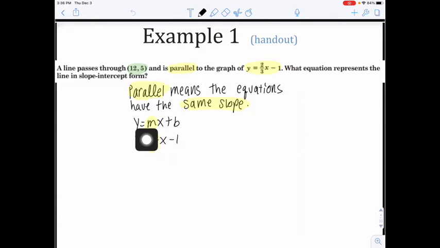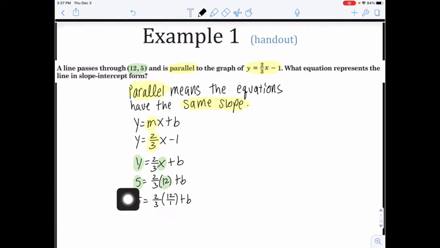So we have y = mx + b, that's our slope-intercept form, and we're trying to keep the slope the same. If we look at the equation given, y = 2/3 x - 1, our slope is 2/3. Because we want our new line to have the same slope, we're going to keep the 2/3. We don't know what our y-intercept will be for our new line, but we do know an x and a y, because our new line is going to go through the point (12, 5). So we can temporarily plug in 12 and 5 for x and y and figure out what our b term is going to be.